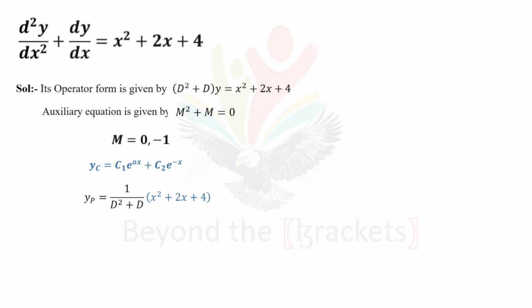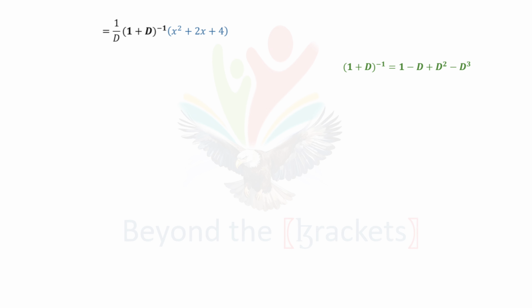D is common in the denominator, so we get 1 by D into 1 plus D multiplied by x square plus 2x plus 4. Our aim is to make the constant as 1. In this case, the constant is already 1. So taking the whole term to the numerator, we get 1 plus D inverse multiplied by x square plus 2x plus 4. Expanding this according to the formula, we get 1 minus D plus D square minus D cube plus so on.